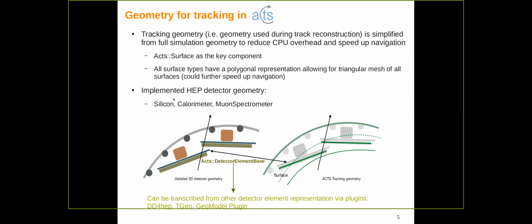For the implemented detector geometries, there's not so much change. We support the silicon, calorimeter and muon spectrometer. And one thing to mention is that we have different plugins to transform the external detector description into the ACTS language, such as the DD4hep and GeoModel plugins.